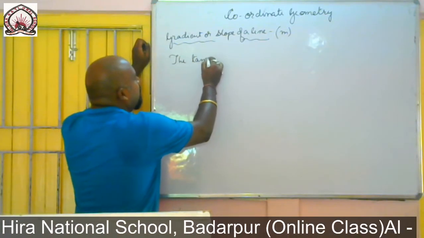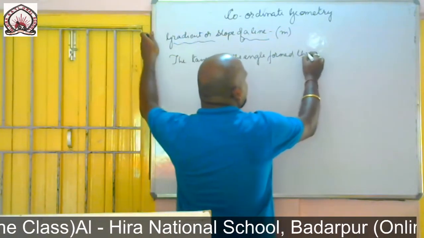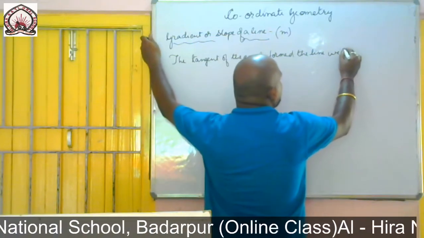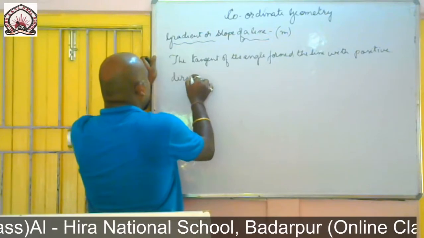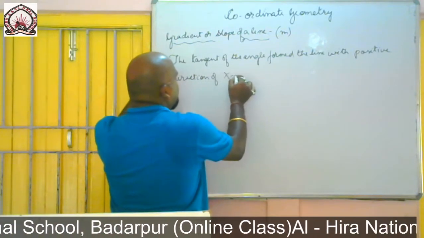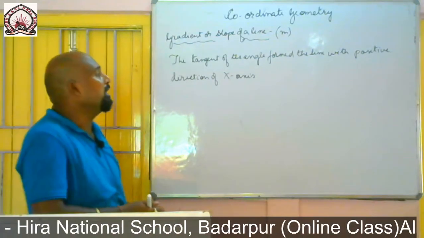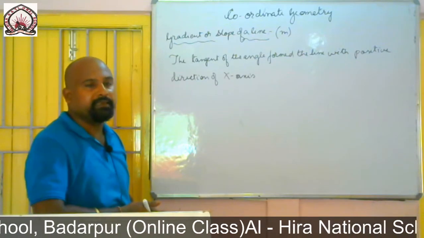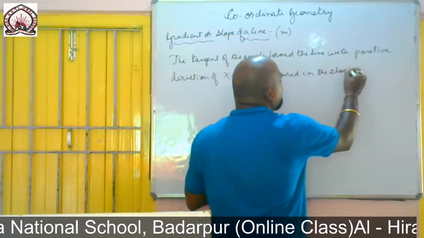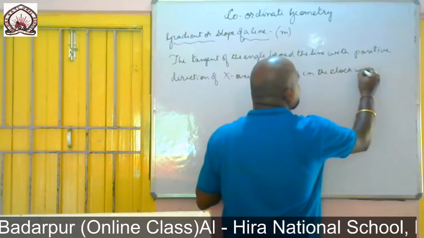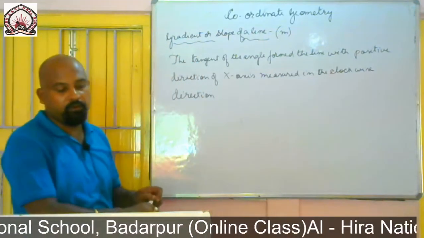The tangent of the angle formed by the line with the positive direction of x-axis, measured in the anti-clockwise direction. What is the meaning of it? In the anti-clockwise direction.